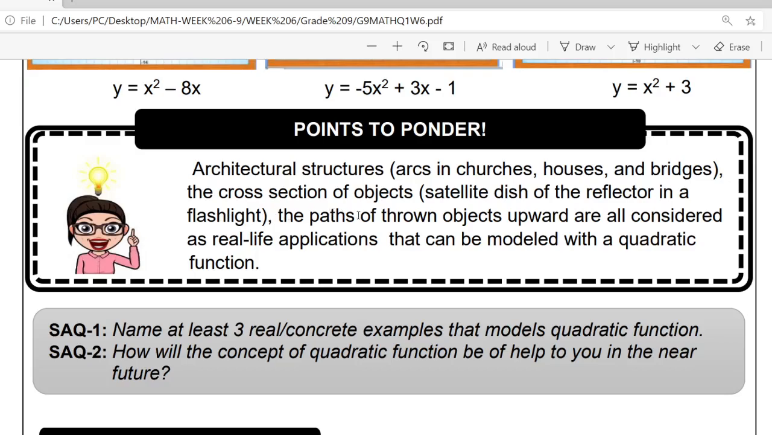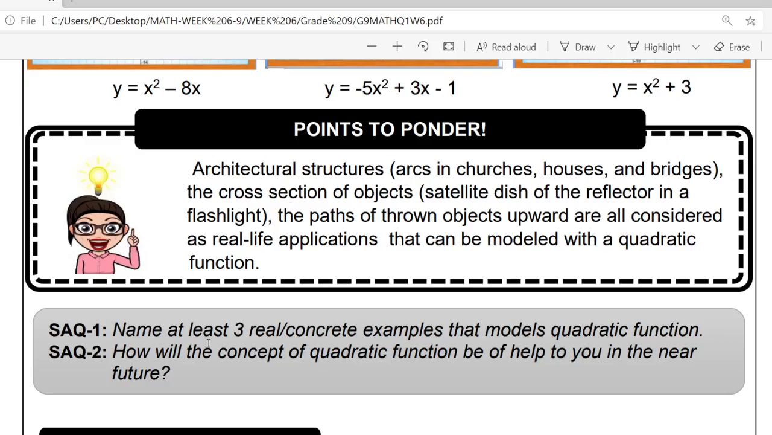In a flashlight, you can see the head of the flashlight, right? There is a reflector there. It's like a satellite dish, so it is also an example of a U-shape or a parabola. Then the path of a thrown object upward are all considered real-life applications that can be modeled with a quadratic function. Like the example earlier, a ball thrown from one hand to the other side.